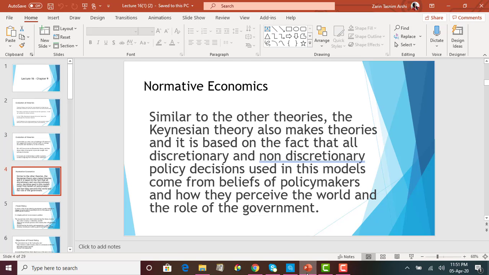Similar to any other theory, Keynesian theory is based on the fact that all discretionary and non-discretionary policy decisions, whatever decisions the policymakers or the politicians or the government are making under the Keynesian theory, are based on the beliefs of the policymakers: what the government believes, how they see the world, and how they see the role of the government in the economy. Based on that, these policies are implemented in the economy to solve the economic problem, to solve the recession or inflation.